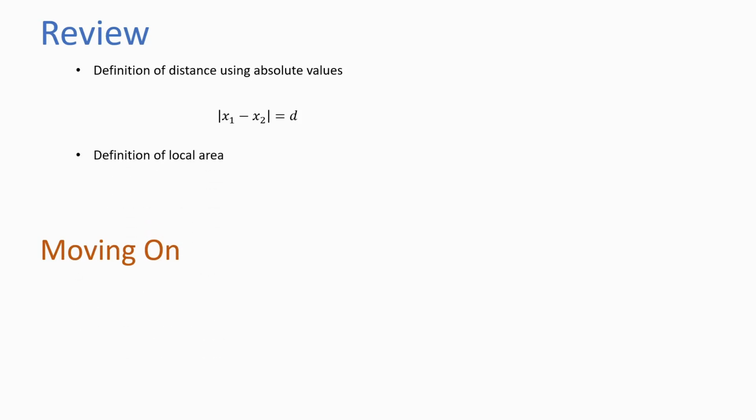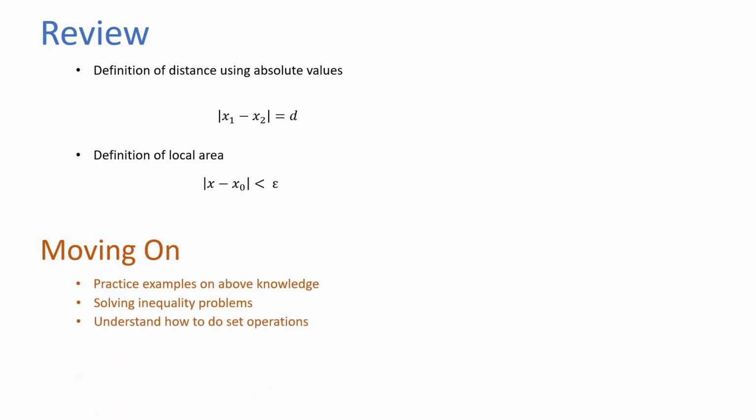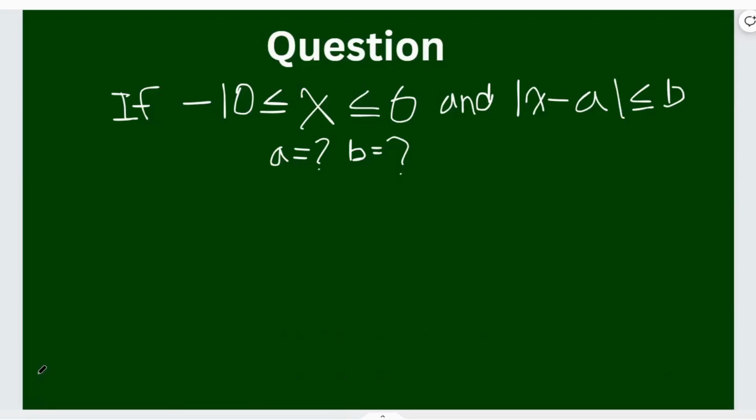We also learned about the definition of local area, where the absolute value of x minus x0 is smaller than epsilon. We also saw how epsilon was the radius of the local area, especially in the two-dimensional and three-dimensional cases. Okay, so moving on, you should practice with examples on the above knowledge. You should be able to solve inequality problems and understand how to do set operations. So here is a question.